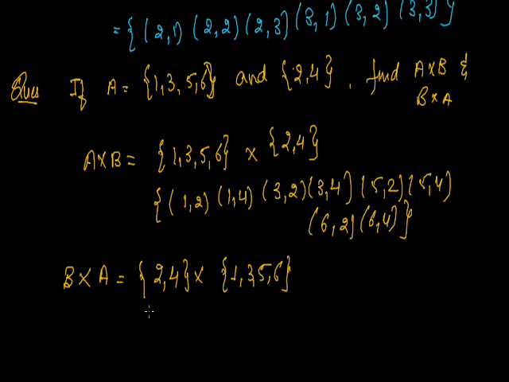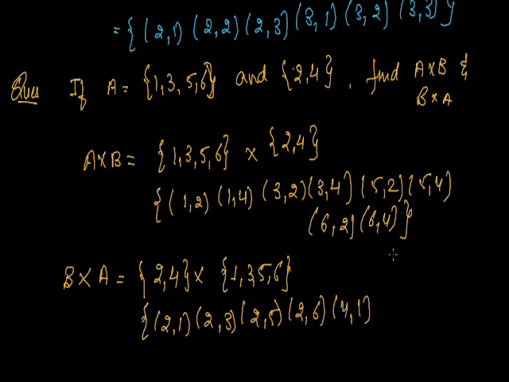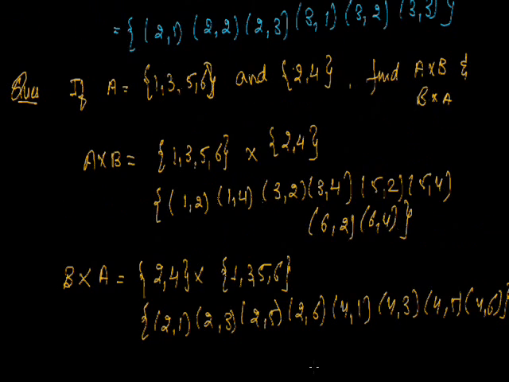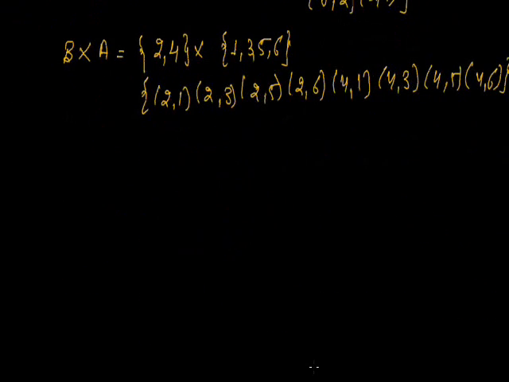Then it will be equal to (2,1), (2,3), (2,5), (2,6), (4,1), (4,3), (4,5) and (4,6). These are the elements contained in B cross A. So okay, these are the normal examples. Next, move to the next question.